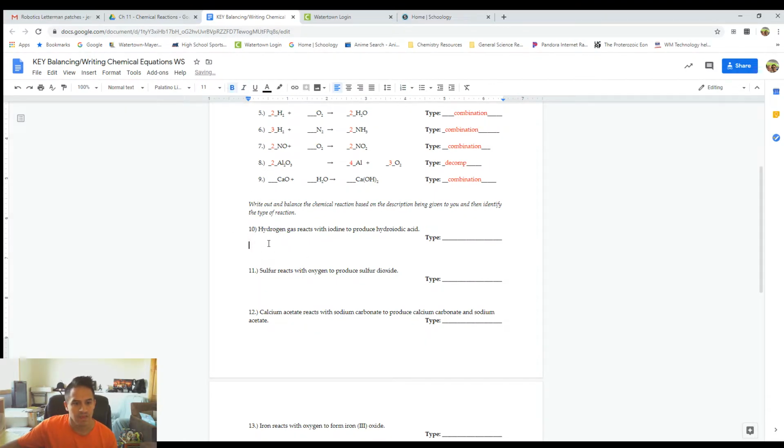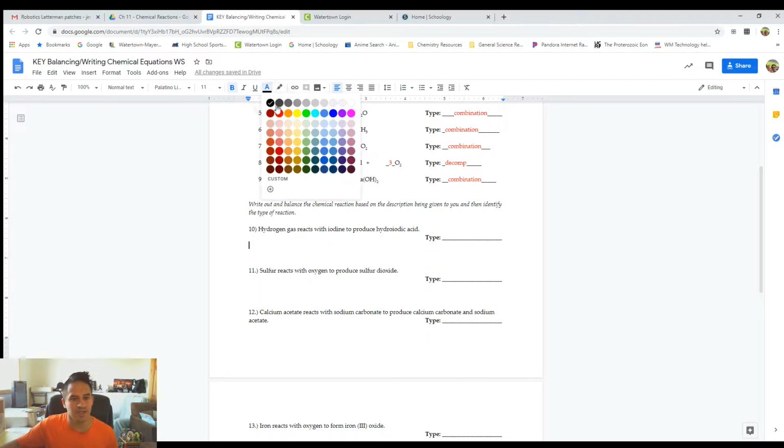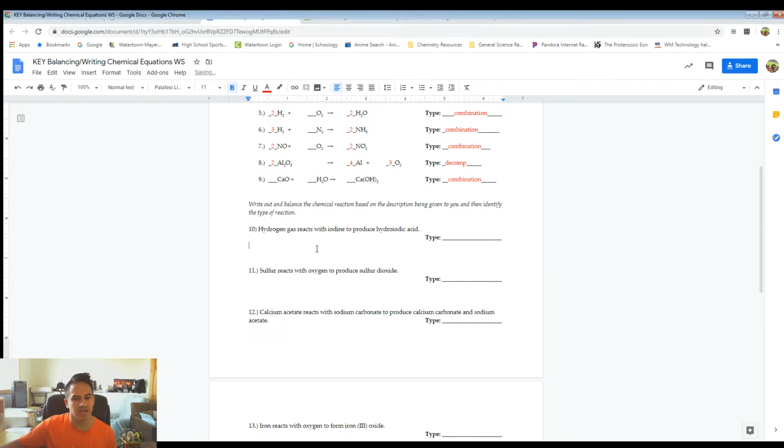All right, so for number 10, it says hydrogen gas reacts with iodine to produce hydroiodic acid. So we have to write out and balance the chemical reaction based on this description being given to us, and then identify the reaction type.